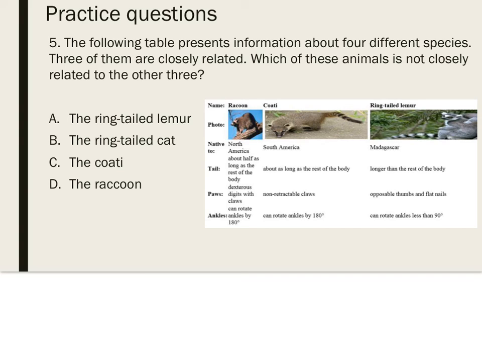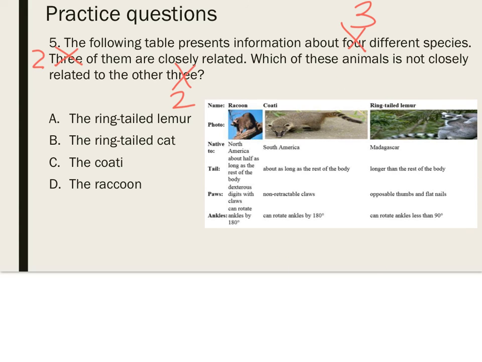All right, number 5, last question. And I noticed something that we need to change. So the following table represents information about 3 different species. Okay, the raccoon, the coati, and the ring-tailed lemur. So 2 of them are closely related. Which of these animals is not closely related to the other 2? Okay, so we have 3 species, the raccoon, the coati, and the ring-tailed lemur, and 2 of them are going to be closely related. So which one is not closely related to the other 2?